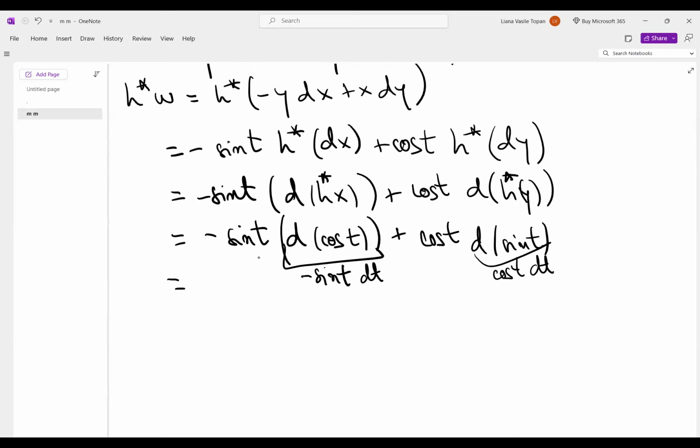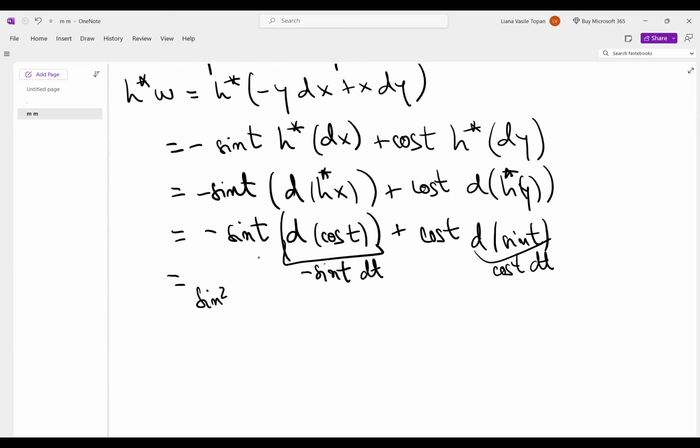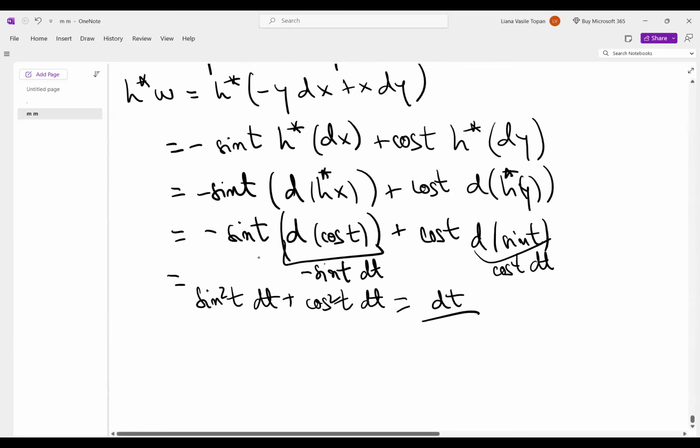So this will be sine squared of t dt plus cosine squared of t dt. Sine squared plus cosine squared of t is 1, so the pullback is dt. Okay, very, very simple here. All right, so hopefully we do know how to find pullbacks.